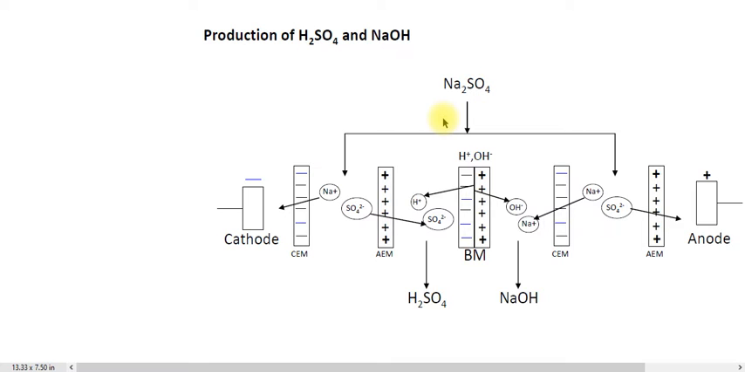So when you use the Na2SO4 salt in the different chambers, here in the middle chamber the Na positive ion will move, because this is the cathode. It will collect the positive charge. So the Na positive ion will move in this direction, and the SO4 negative ion will move in this direction.